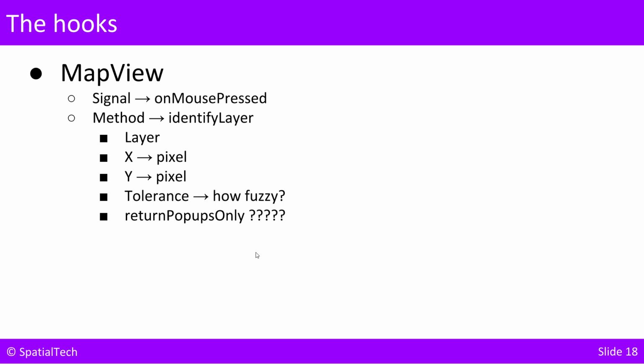Do you need to return pop-ups only? Do you need the geometry coming back, or do you just need the attribute information so that you can display just the info in the pop-up view?